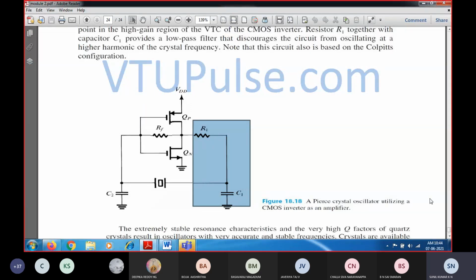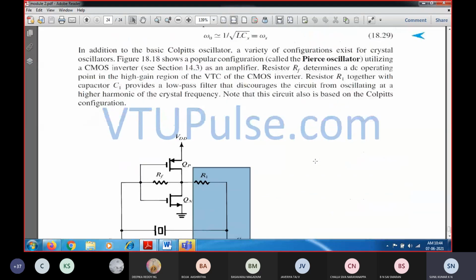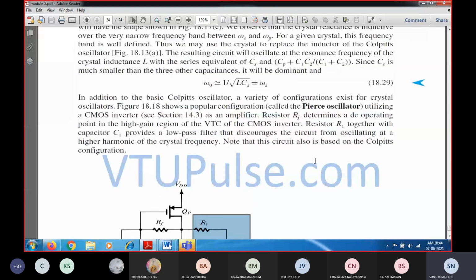So from the next class onwards, I'm going to start with the third module, feedback network. Okay, so any doubt in these oscillator topics? So these are the four major ones.